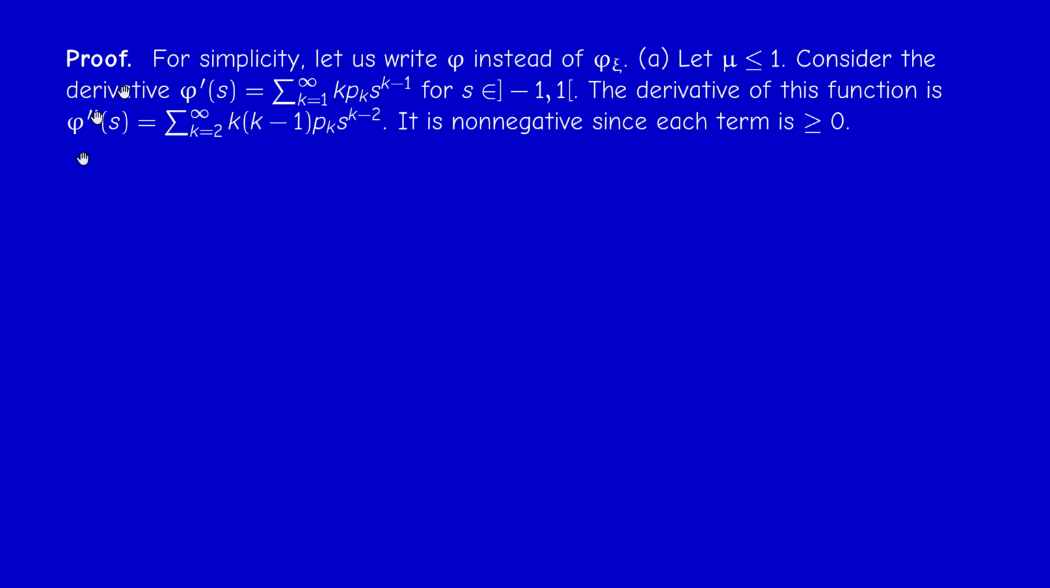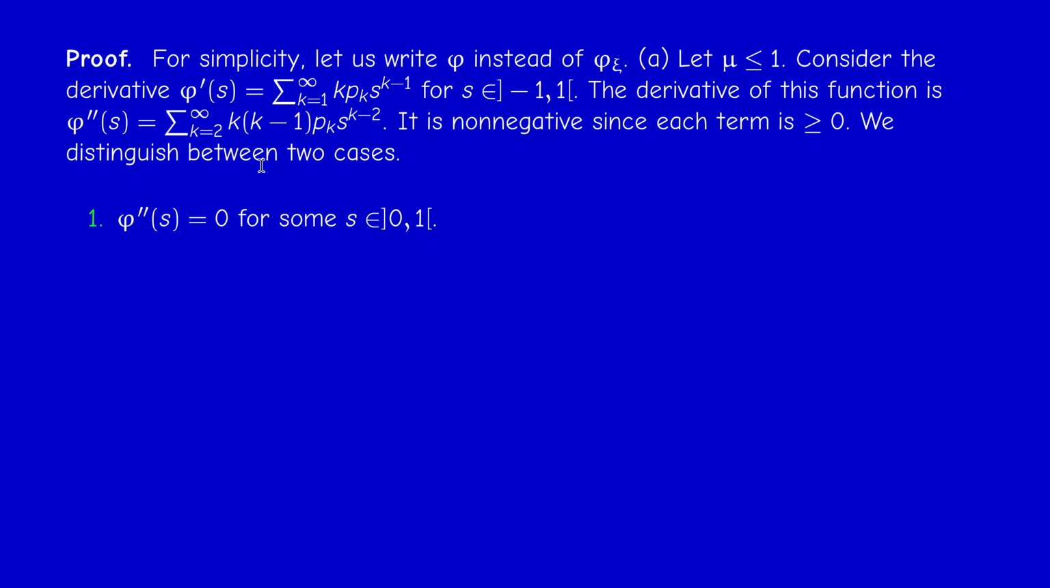And we can differentiate another time. Okay? Now, phi double prime is non-negative, because everything is non-negative here. So we distinguish between two cases. Phi double prime vanishes at some point, and phi double prime is strictly positive. Okay, we are in case A. If phi double prime of s is 0 for some s, what does it mean? So I take this s, and I have an infinite series which is 0. So all terms are 0, starting from the index 2, right?